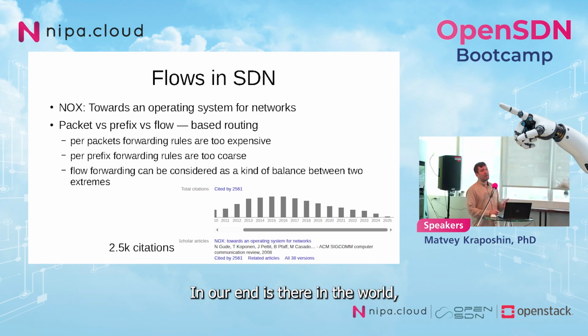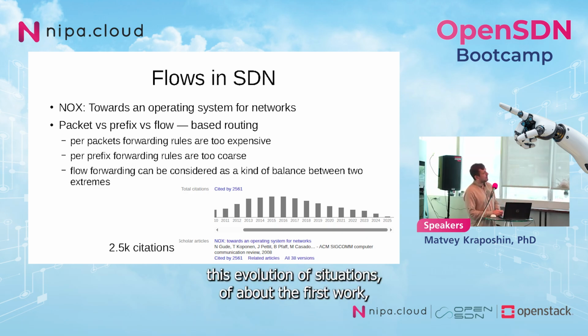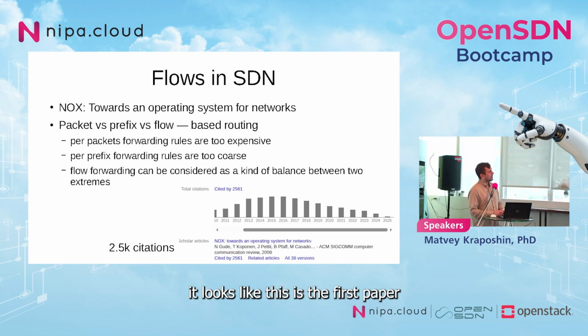In our SDN world, it looks like flows appeared in work conducted by the authors of NOX, a software-defined network controller. You can see this evolution of citations of their first work, and it looks like this is the first paper, because they have 2,561 citations. So that's a lot. I can tell you that's a lot.